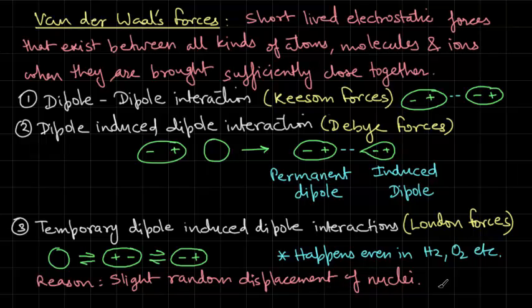If the nucleus displaces slightly to the right of a molecule, let's say, then it will form a dipole like this. If the nucleus just slightly moves to the left, then it will form this dipole, and if it's in the center, it will be this. All three are very rapid and very short-lived, and that's why they are temporary.